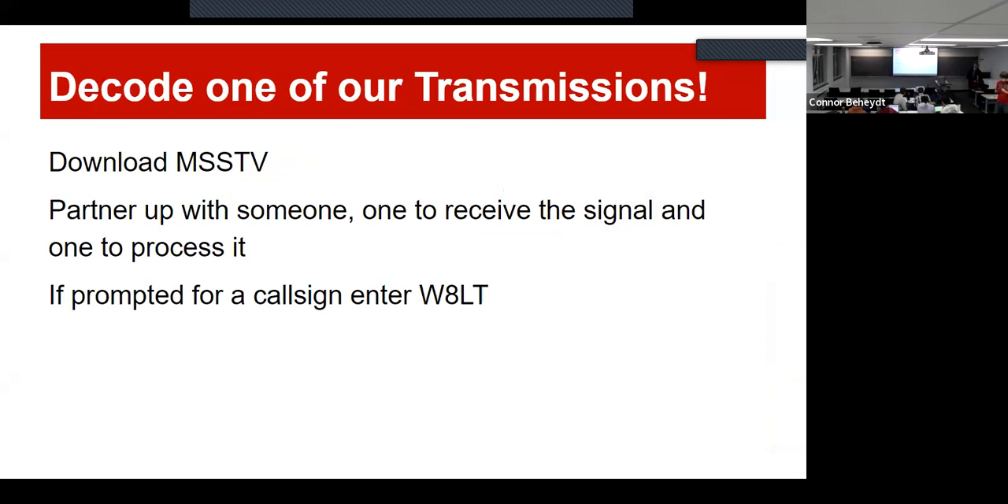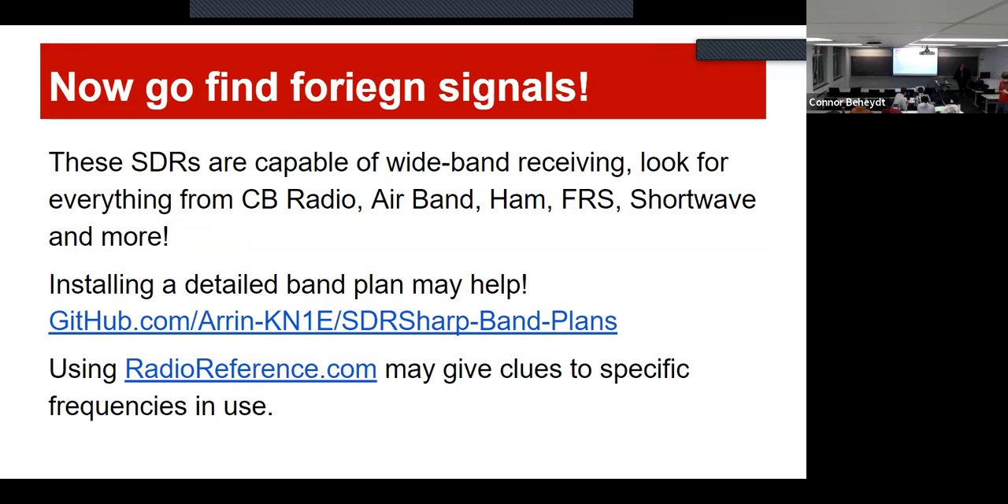We're going to send an SSTV signal with this SDR. This is a transmit-capable SDR. We're going to work on that. But if you go on the slides, the one after this, under Go Find Foreign Signals, you can download a detailed band plan, and that will tell you what the bands are reserved for via the FCC. And then radioreference.com will let you determine what business or government agency uses a signal locally.